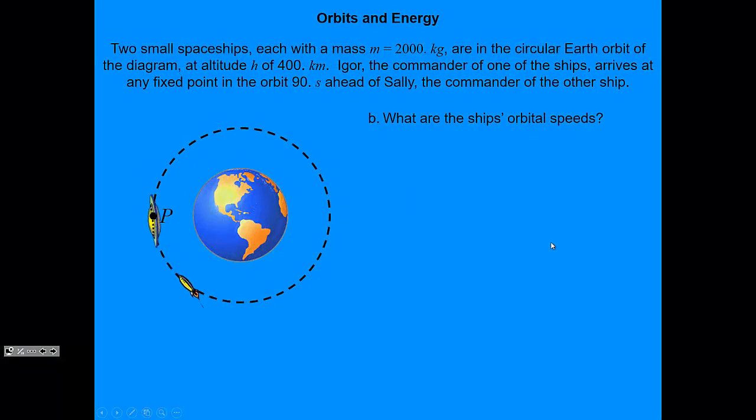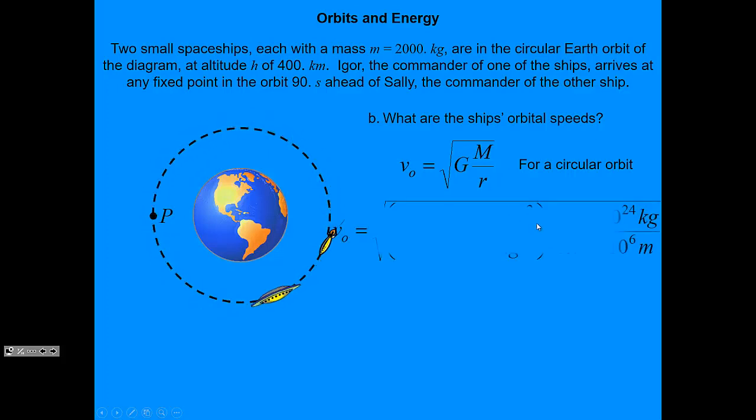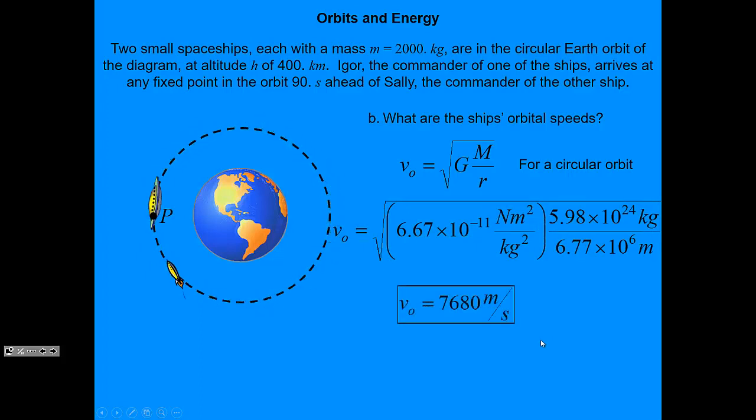Now, I want to know the ships' orbital speeds, how fast they're going. Two ways we could do this. The other day, we derived an expression for the orbital speed of a circular orbit: big G, mass of the planet, all over the radius of the orbit. We know all those numbers, so plug it in, and we get an orbital speed of about 7,680 meters per second. So that's one way to find the answer.